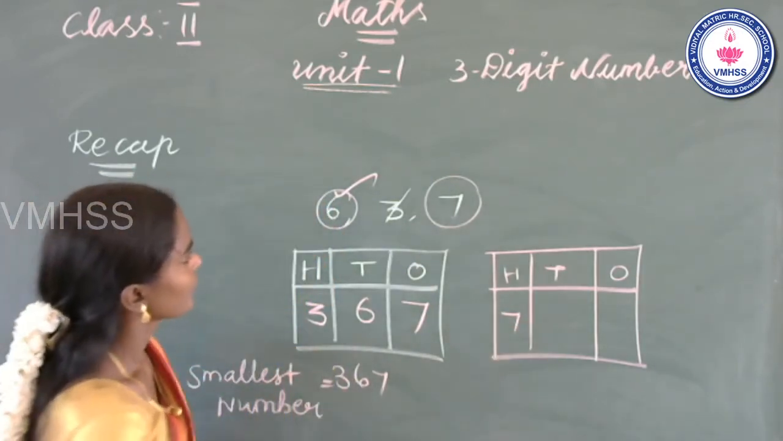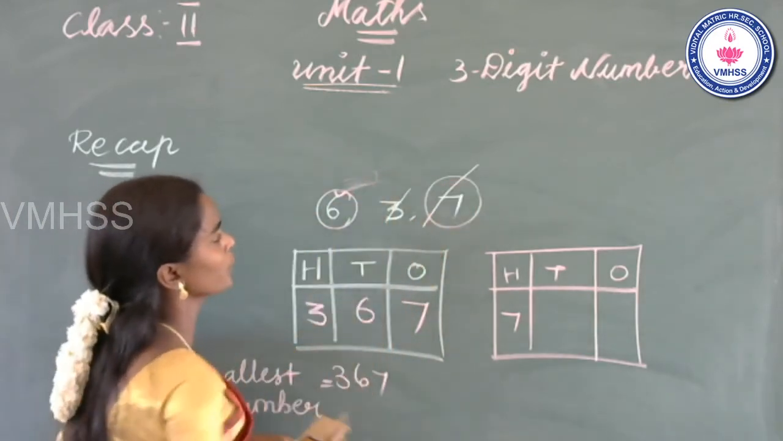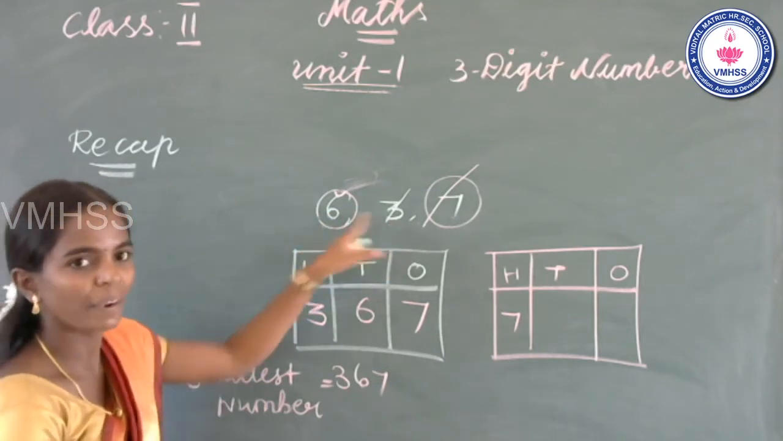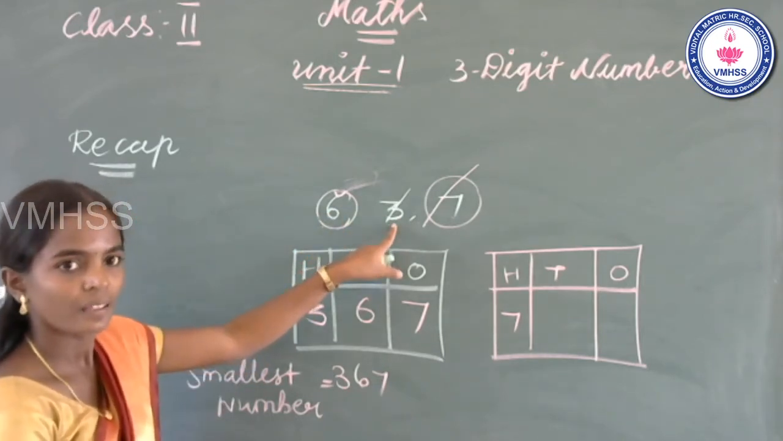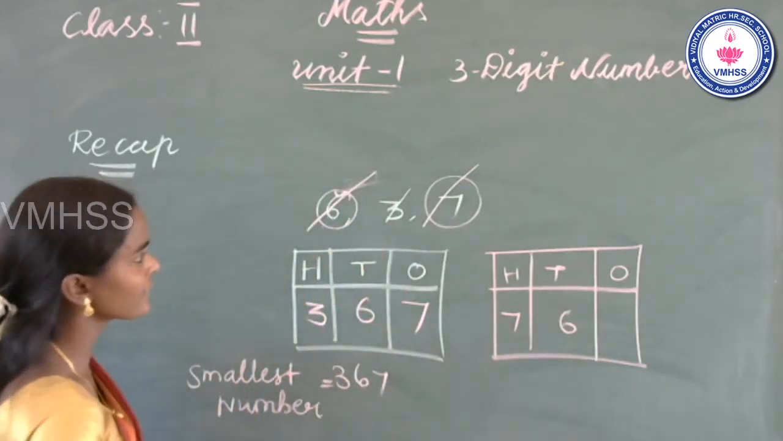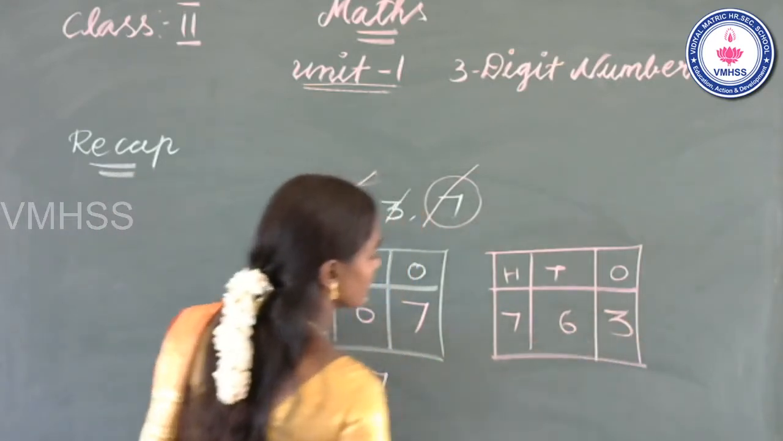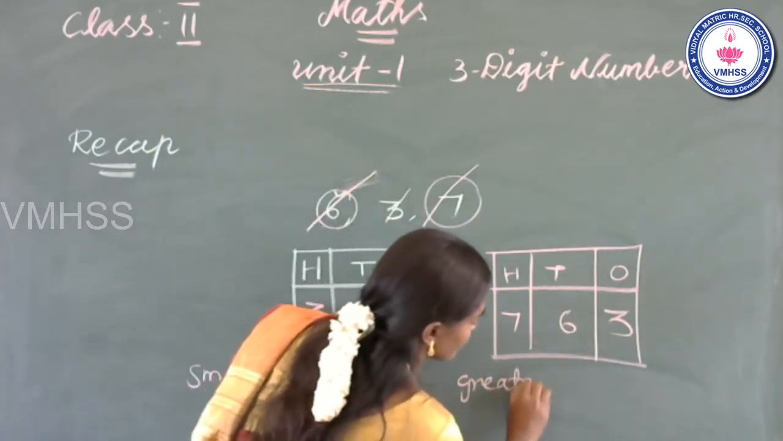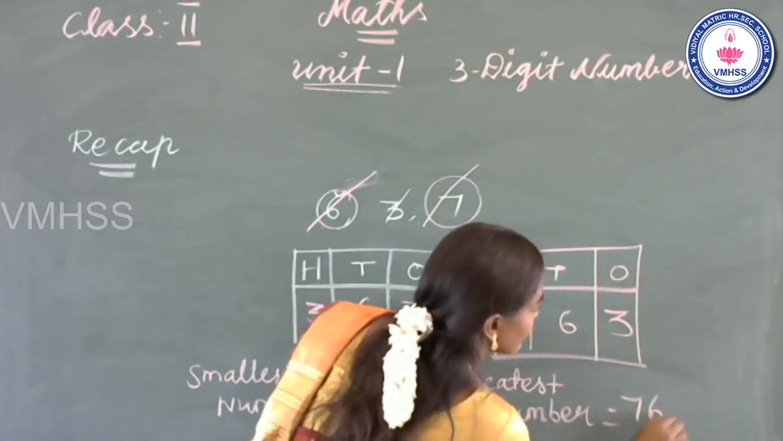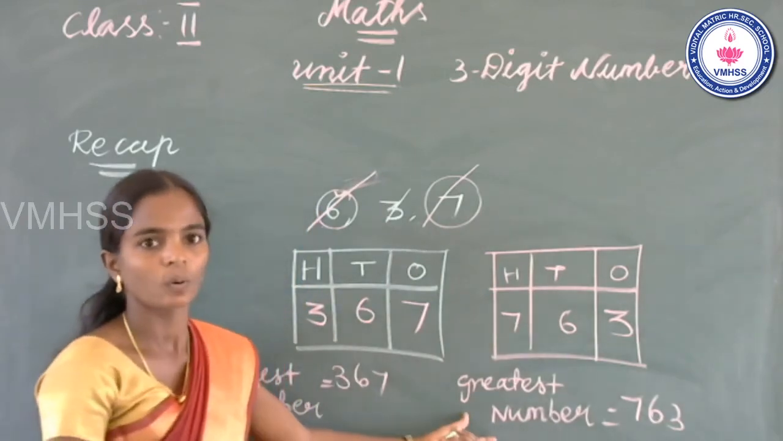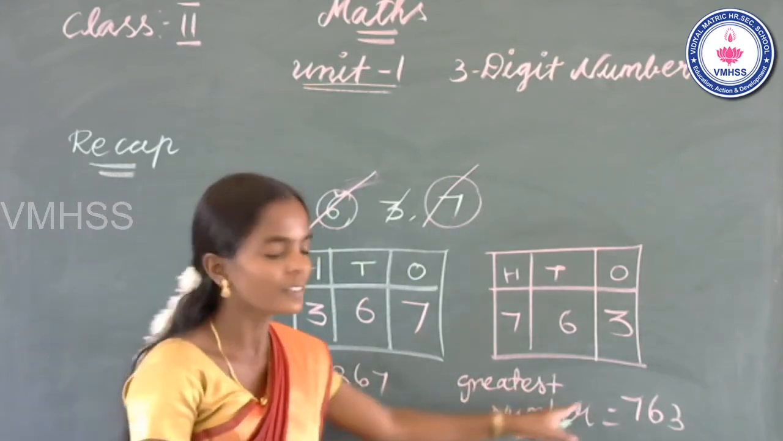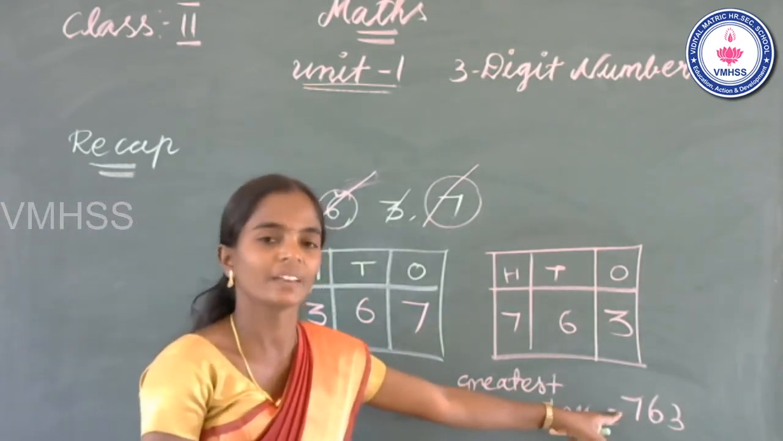Next we have the remaining 2 numbers, 6 and 3. Which is the bigger number, 6 or 3? 6. So 6 in the tens place. The last number is 3. So the greatest number is 763. Smallest number 367, greatest number 763. Did you understand?